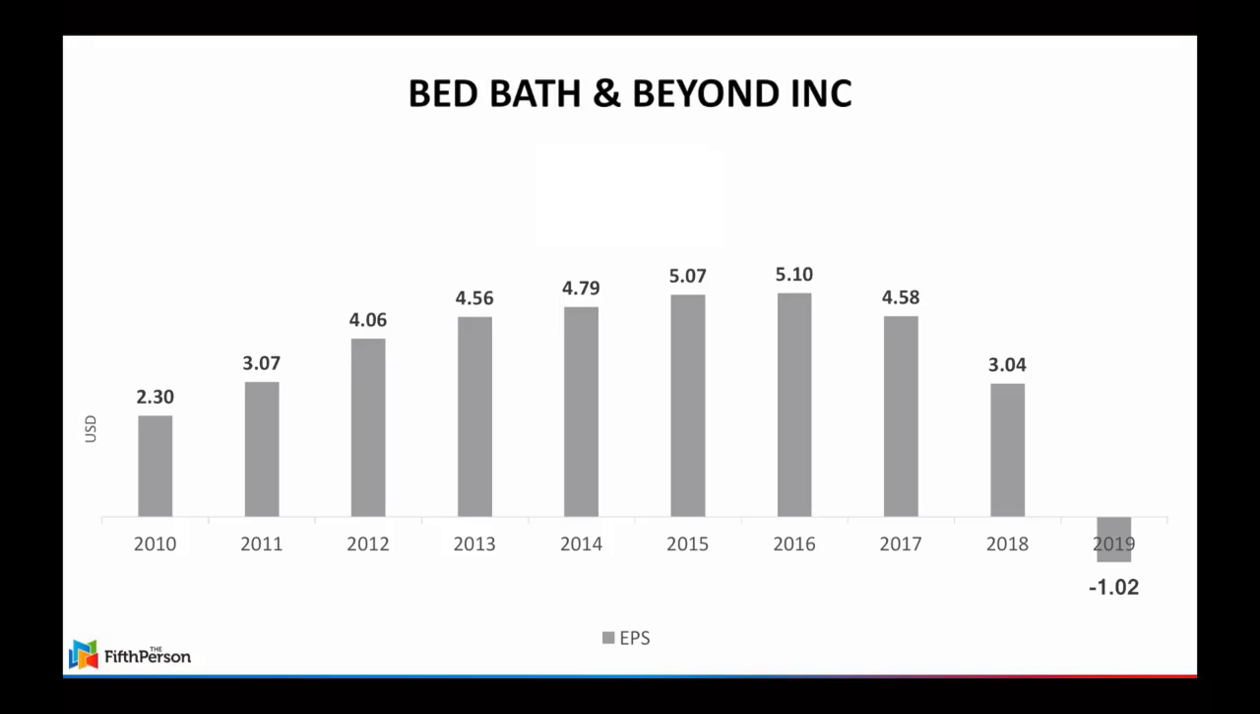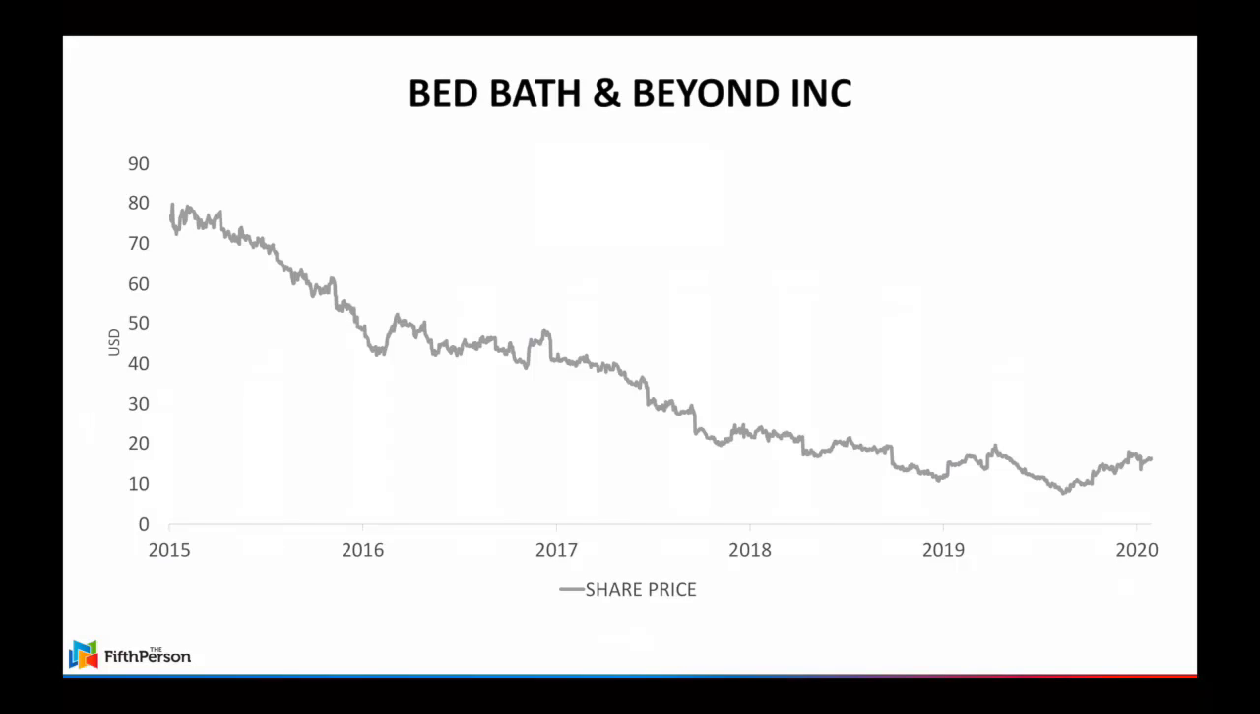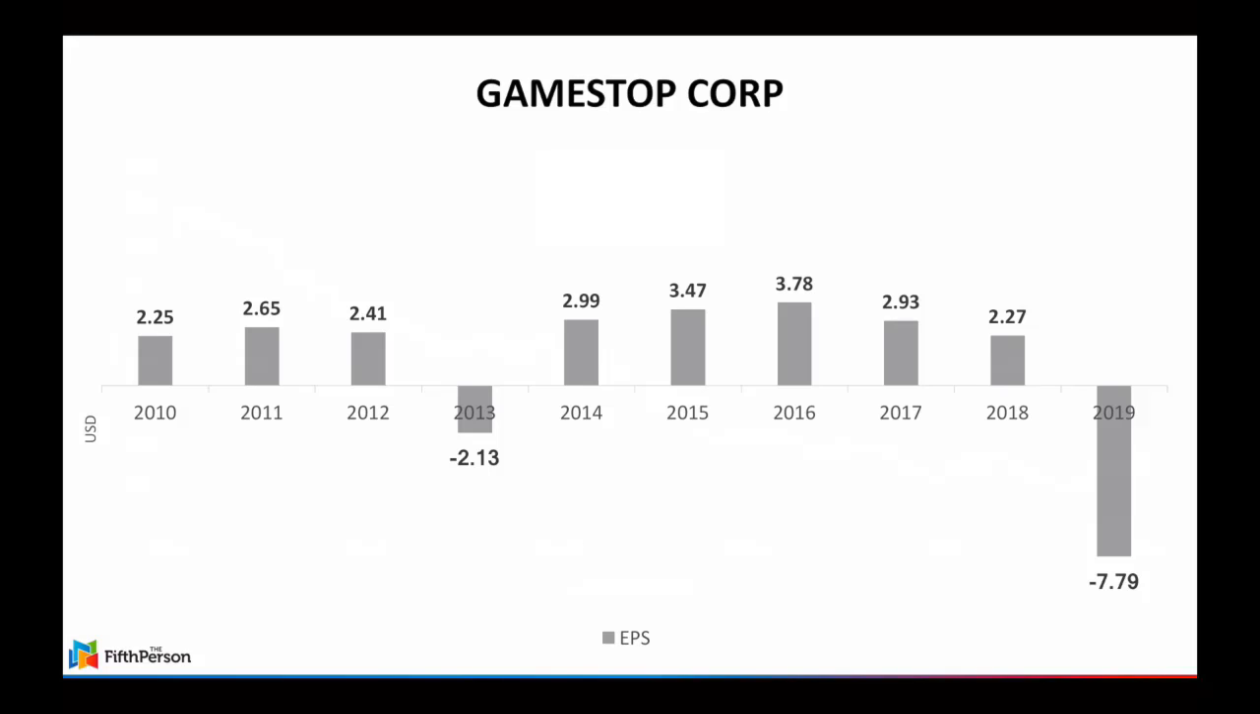And you look at Bed Bath & Beyond, their earnings per share decreased from 2015 to 2019, and what happened to the share price? Their share price also decreased from 2015 to 2019. Okay, you can see the decreasing trend in their share price. Next, let us look at GameStop Corporation.